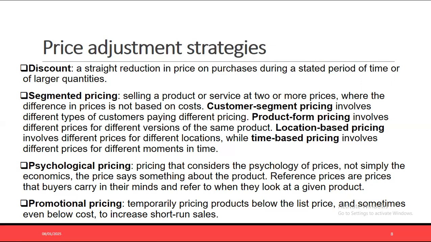So here, reference prices are prices that buyers carry in their minds and refer to when they look at a given product. So 3.99 is approximately 4, but in that person's mind, 3 comes first, and so 3 is what is in the person's mind.